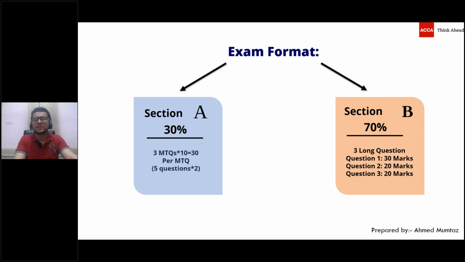There will be three questions within section B. One of the questions will be on audit risk, one of the questions will be on the internal control systems, and one of the questions will focus on the substantive procedures.